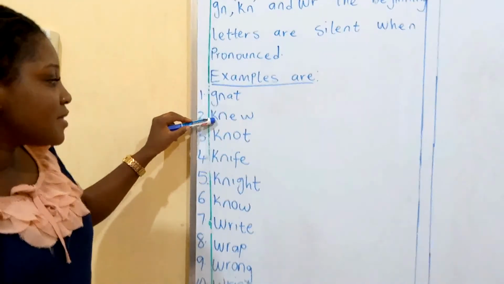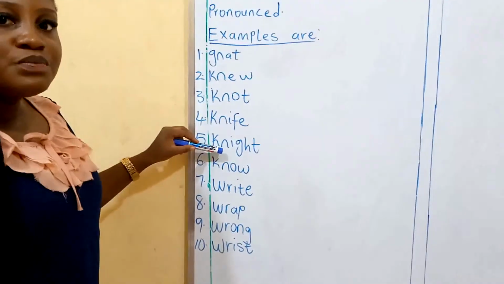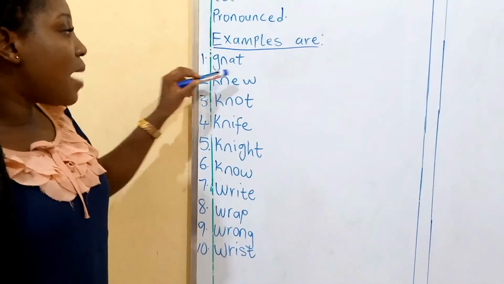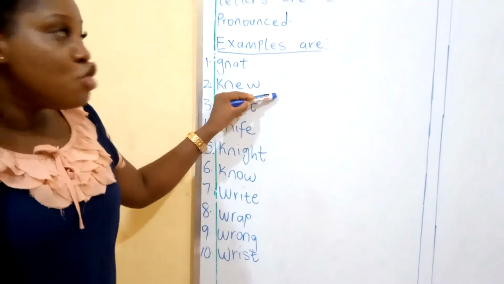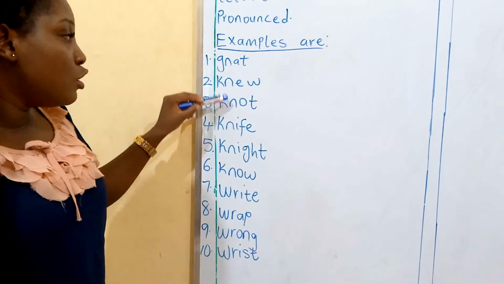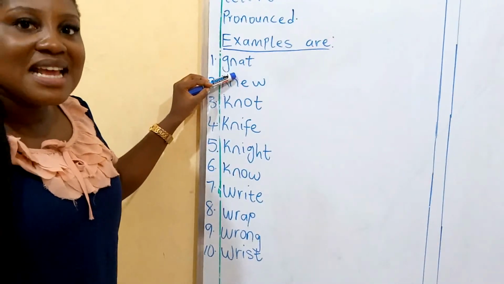Okay, now, these are what we call silent letters. How do we call them? Silent letters. Do these silent letters appear at the end of the word? No, we have them at the beginning. So this is how we begin silent letters.